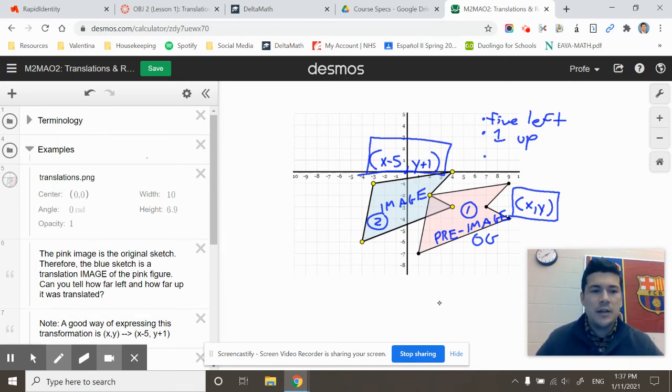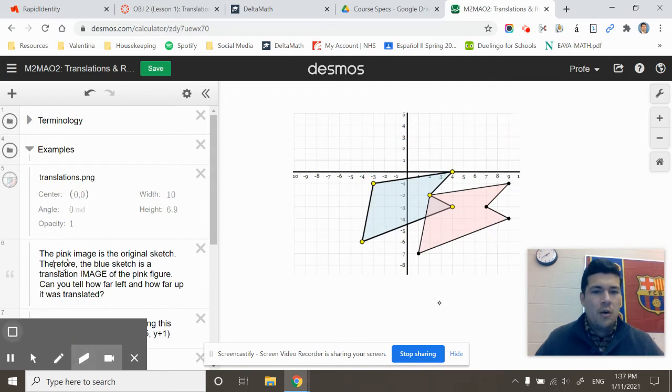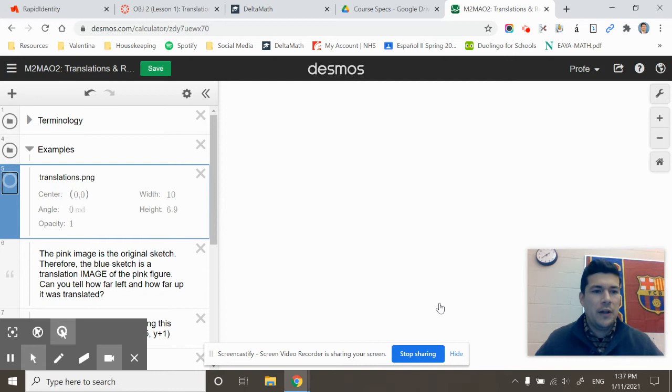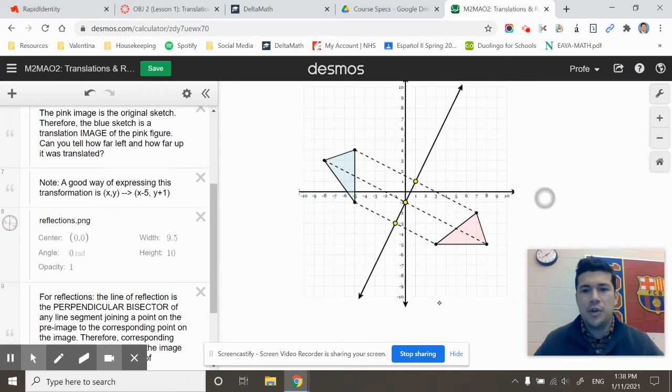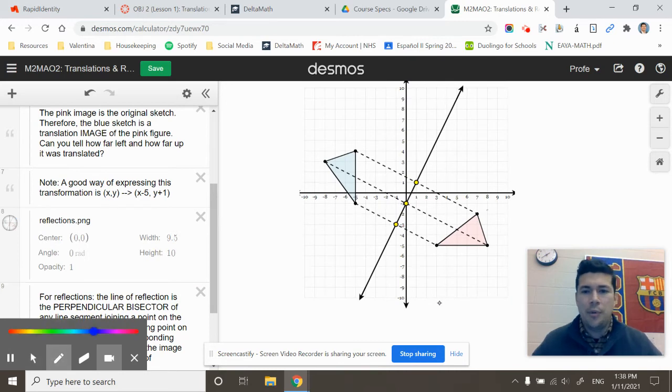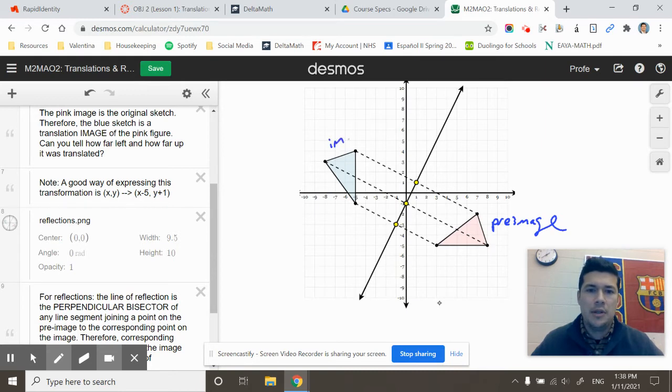All right. Now, continuing. What about a reflection? So reflection's a little bit more intricate. Here we have once again a pre-image in pink, and my corresponding blue image. And what I did is I went ahead and found this line of reflection. That's my line of reflection.